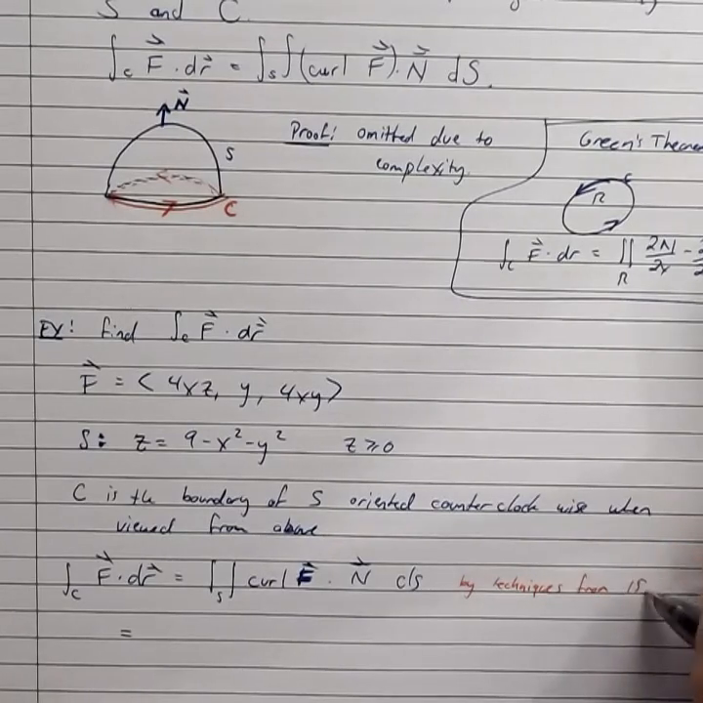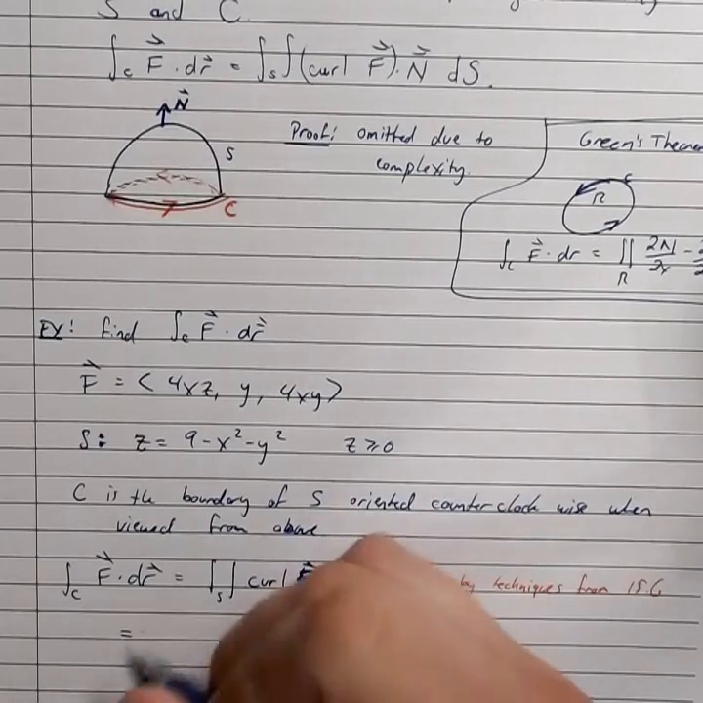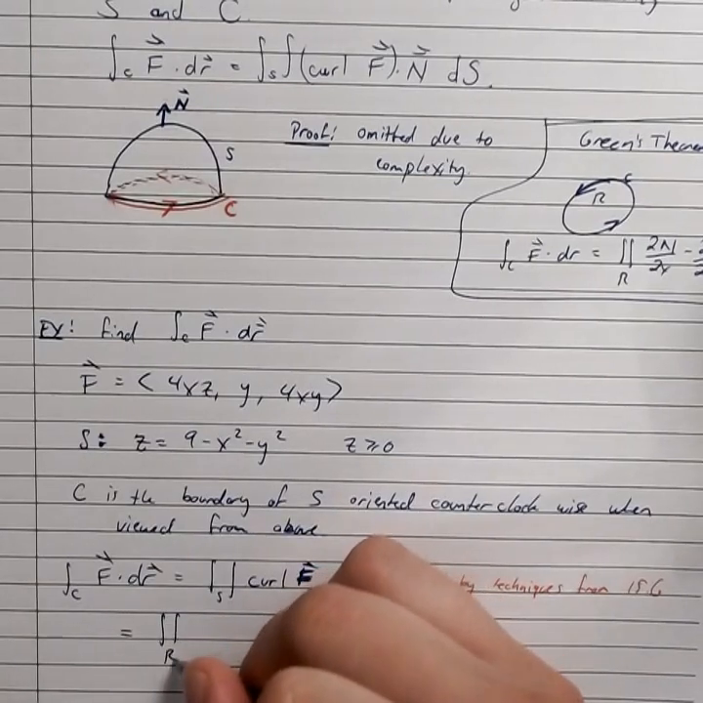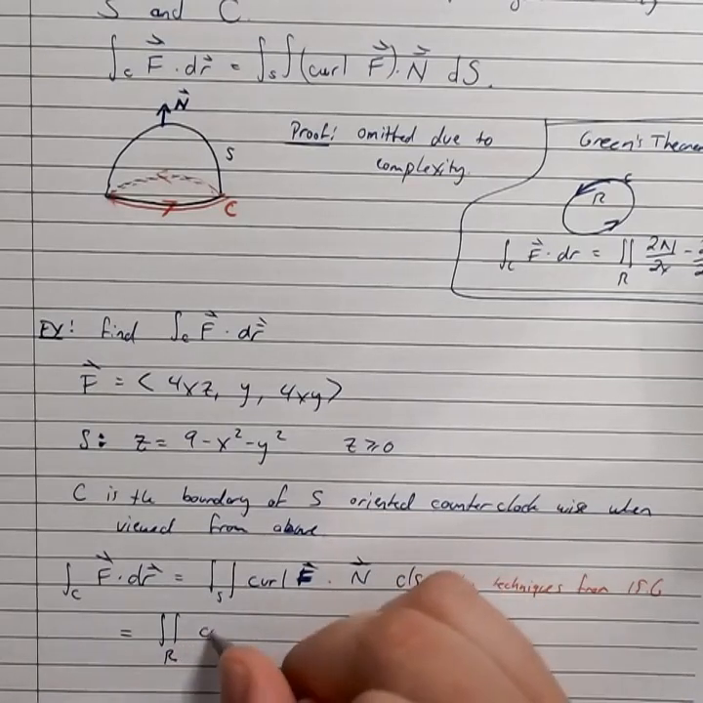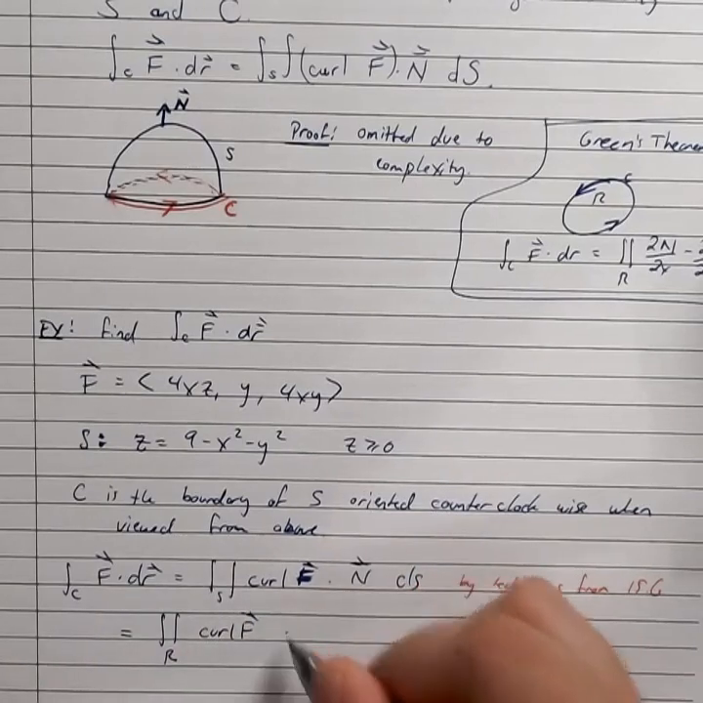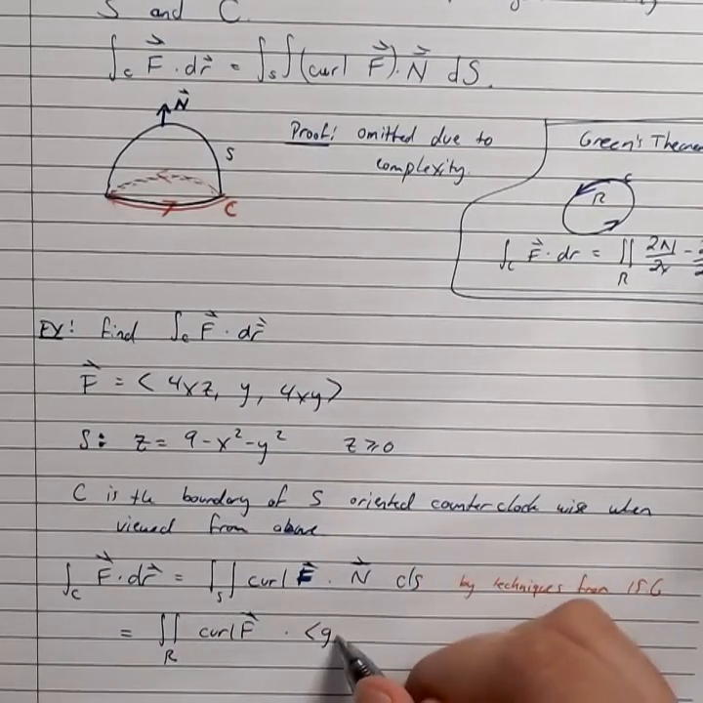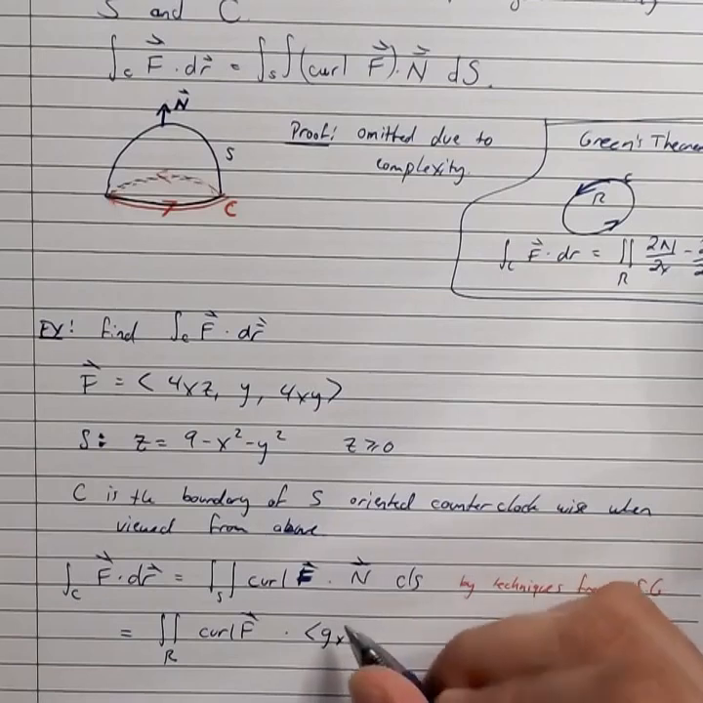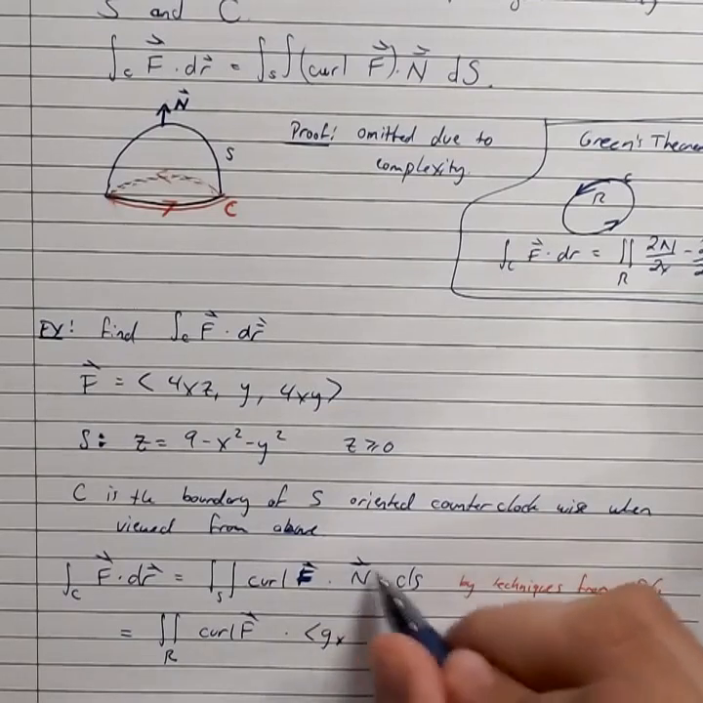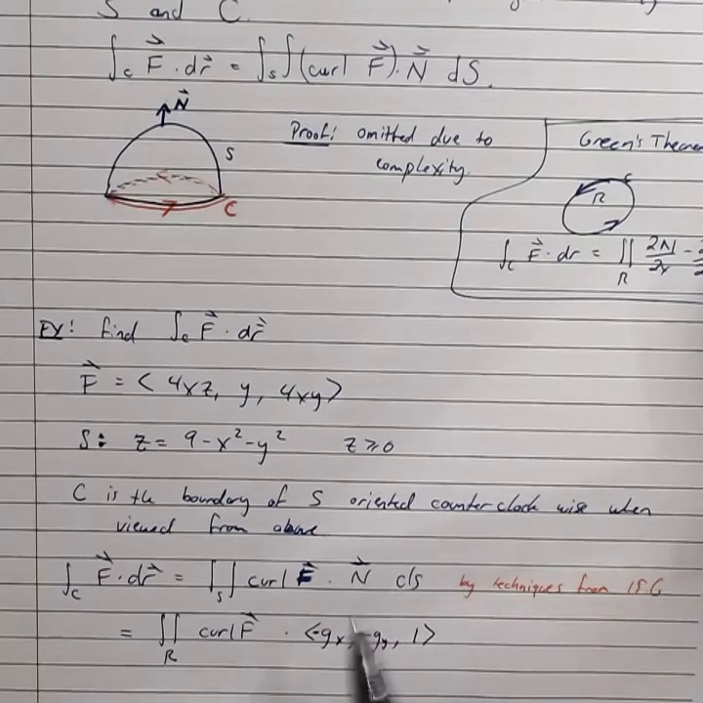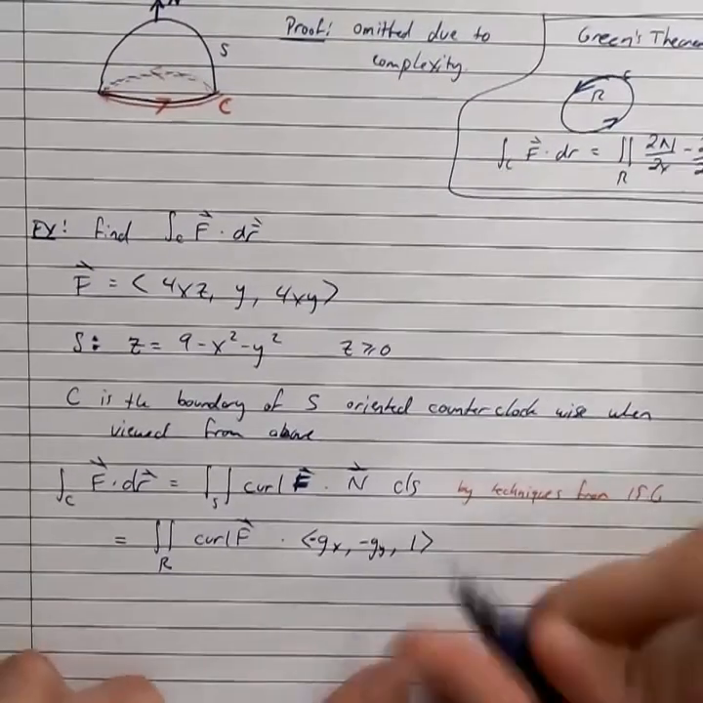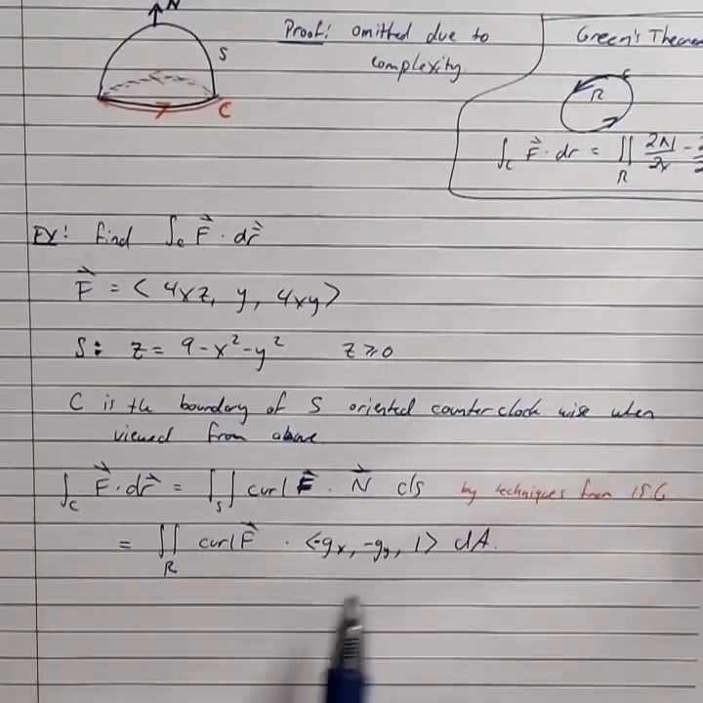We can now write that as the double integral over R of the curl of f dot n, which is the curl of f dot g sub x, g sub y, 1. Although since we want the upward oriented vector, this would be minus g sub x, minus g sub y, 1. If we had that oriented in the opposite direction, if that was supposed to be minus n, then that would be positive, positive, and negative, right? dA.